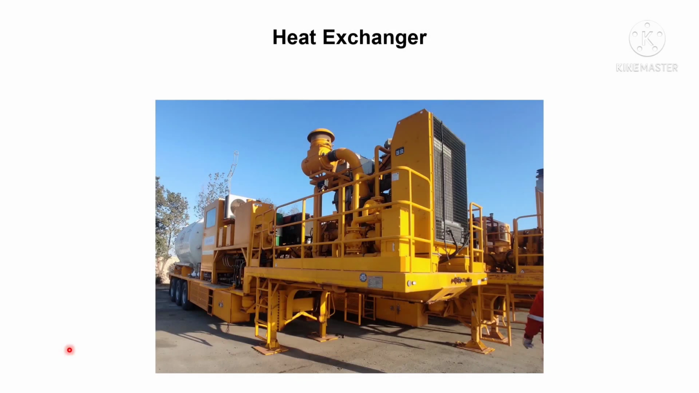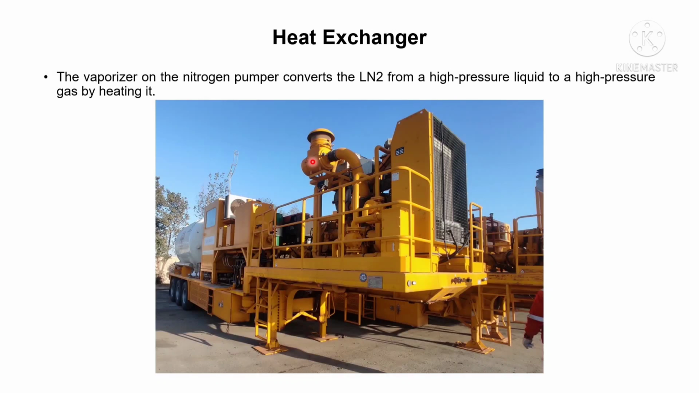Then comes the heat exchanger. Up till now we have discussed that liquid nitrogen will start from the liquid nitrogen storage tank, then will come to the C pump, then will come to the triplex pump. After the liquid nitrogen exits the triplex pump, it is still in the liquid form. So we have to convert that liquid into gaseous form. This is done with the help of the heat exchanger, which is installed over here, on the back side of this component. The vaporizer on the nitrogen pumper converts the liquid nitrogen from a high pressure liquid to a high pressure gas by heating it. That particular component is known as heat exchanger, and its function is to convert the liquid nitrogen into gaseous form.